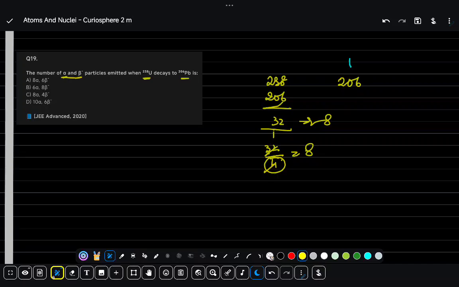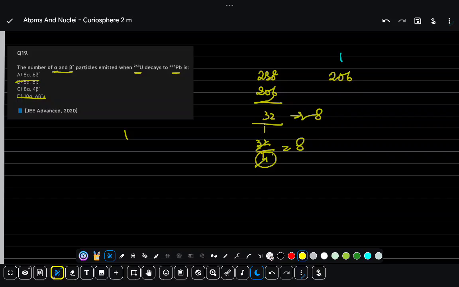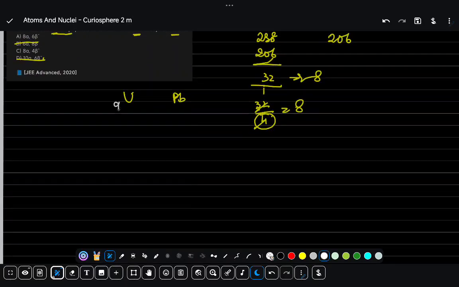So which is the option? This is ruled out, this is ruled out. Only 2 options. Now beta minus particles. Now only comes uranium and lead. This is an advanced question. Here they will not give uranium's atomic number or lead's atomic number. You need to know that. That is where advanced questions have a slight edge over mains questions, right? You need to know atomic numbers, because these are very commonly used elements both in industries and in examinations as well. So the atomic number of uranium is 92 and that of lead is 82. It is decreased by 10.